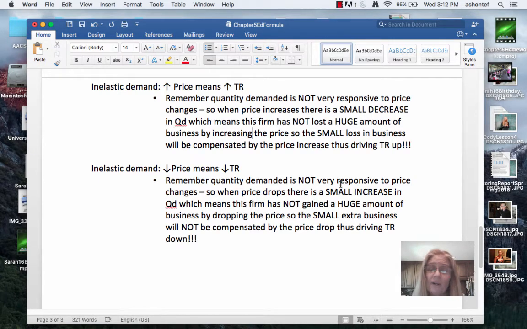Now vice versa, if this particular firm were to drop the price and we were on the inelastic portion of demand, that would actually drive their revenue down because the price goes down. Yes, the quantity demanded would go up, but it would go up by a very small amount. So this drop in price has not been compensated by a big, huge increase in business. In fact, it's just been a very small increase in business. So this small extra business won't be compensated by the price drop. Thus, total revenue for the firm will go down.